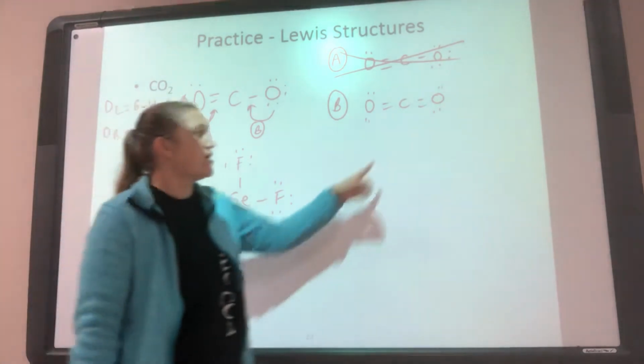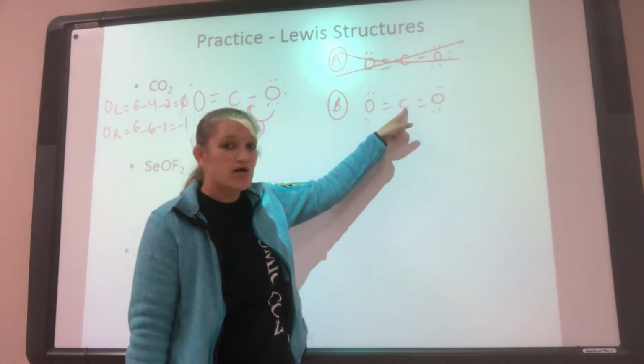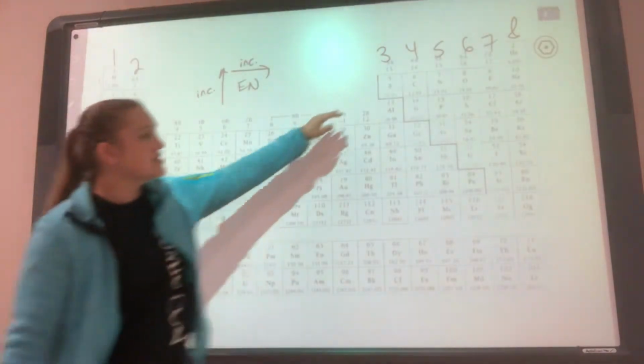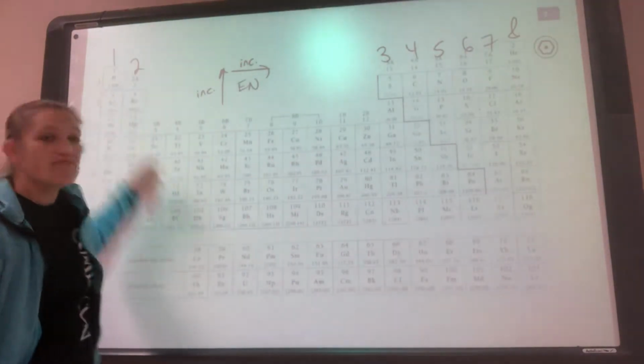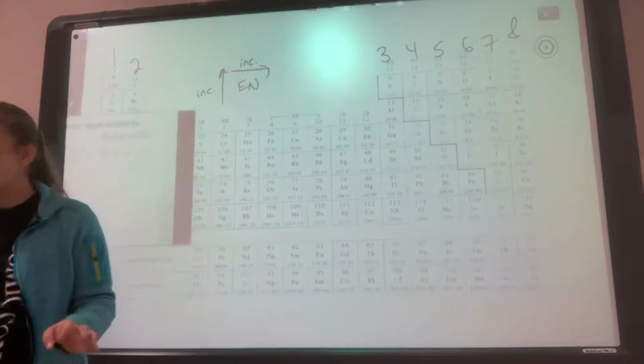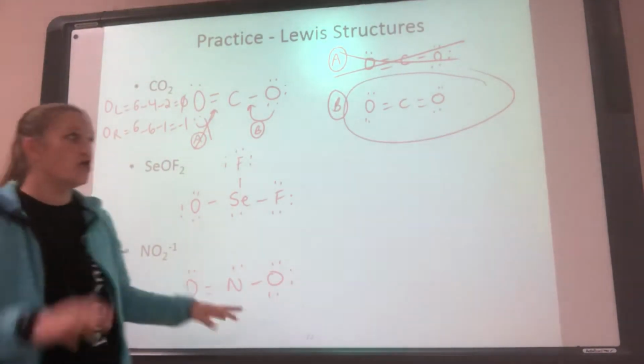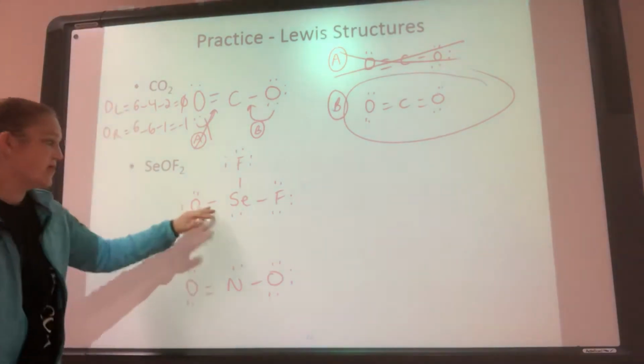Now our next question: can carbon have more electrons? We go here and we look. Carbon is in row 2, so that means, nope, he can only have 8. He can't expand. So this is our final answer. We are done.